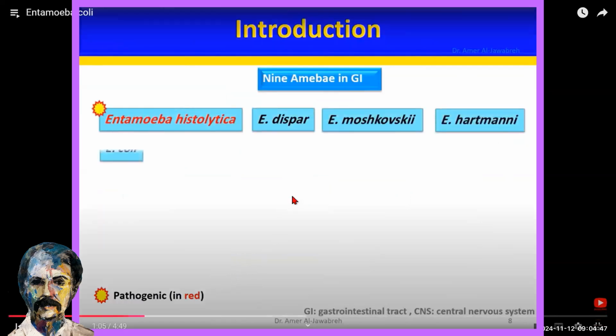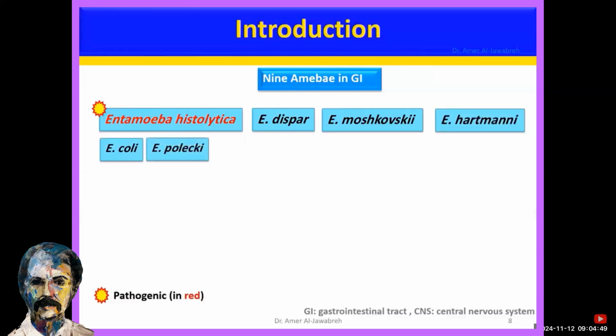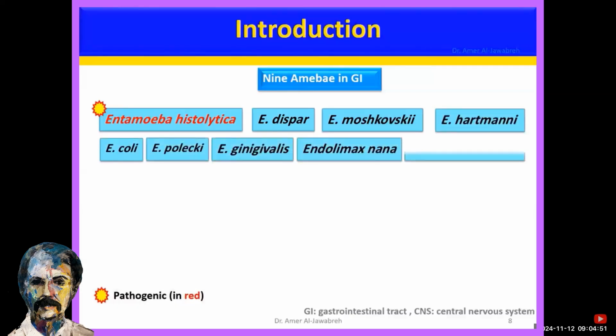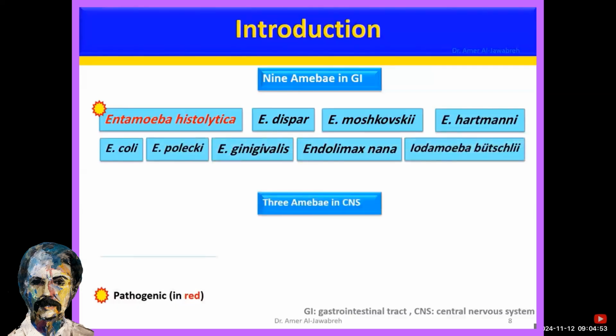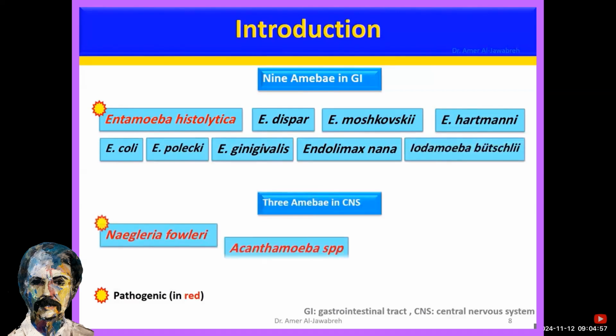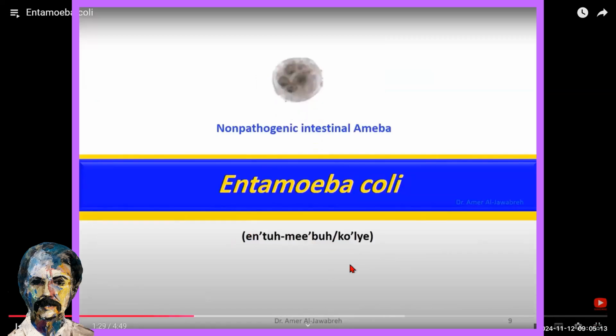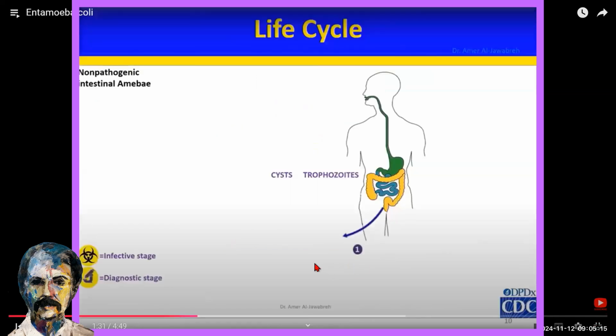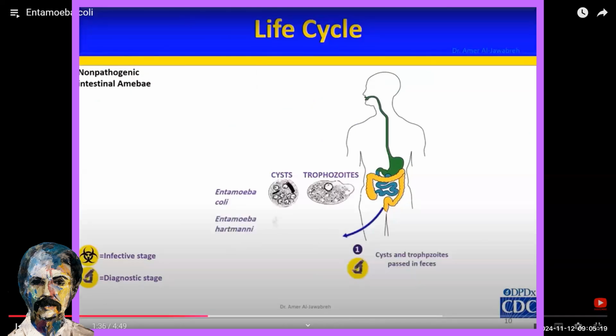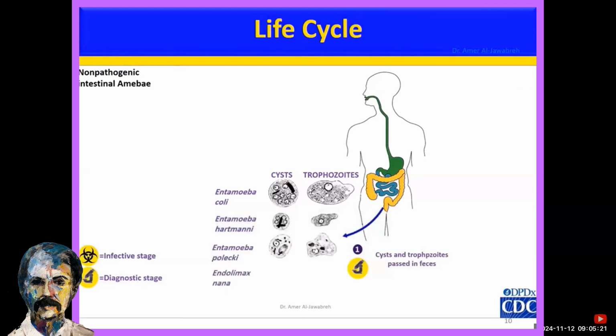Nine amoebas in the GI, three amoebas in the brain. The red one with the star is the pathogenic, and the rest are not pathogenic. While in the brain they are all pathogenic, because it's the brain at the end. Entamoeba coli, most encountered in the labs. You can refer to the other amoebas for the life cycle because they are all identical.